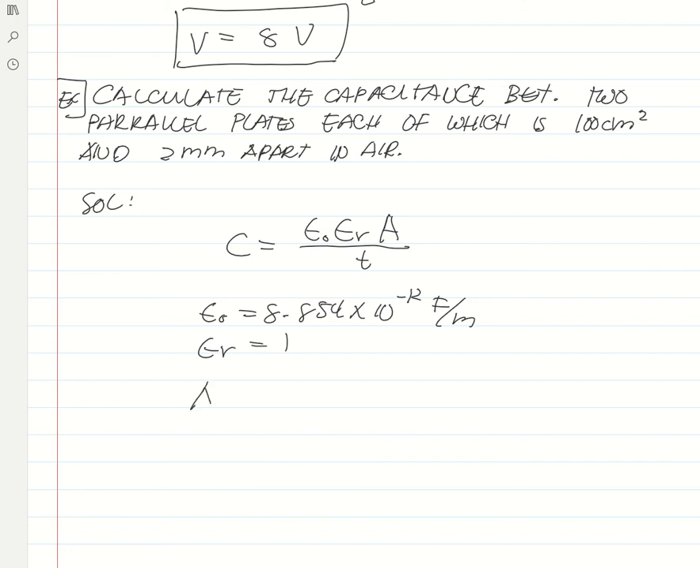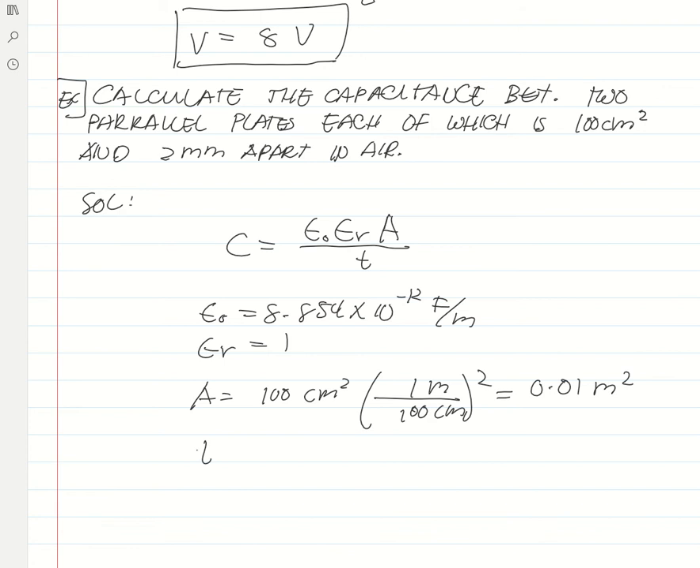Then we need to convert the area into square meter because the formula is in square meter. The given area is in square centimeter. So 100 square centimeter, we convert this one into meters. Then you multiply it with 1 meter over 100 centimeter. Then you square this one. So this will be equivalent to 0.01 square meter.